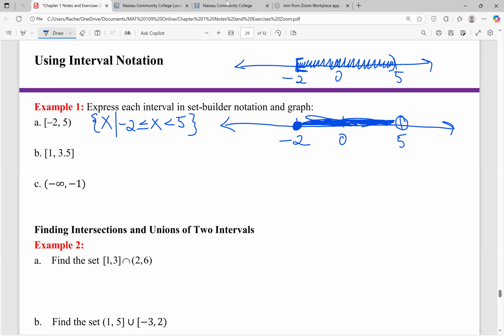So let's look at the next one. The next one is from 1 to 3.5, square brackets, so both are included. So in set builder notation, we're going to say all values of x such that x could be greater than or equal to 1, but less than or equal to 3.5.